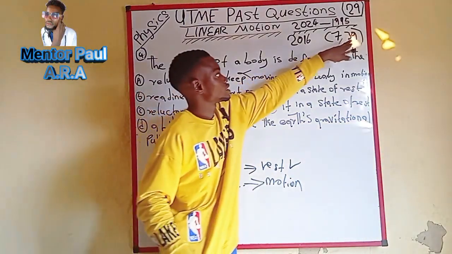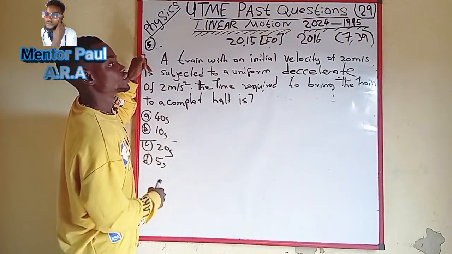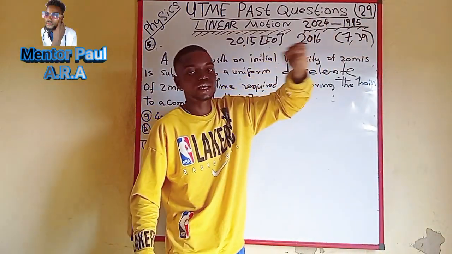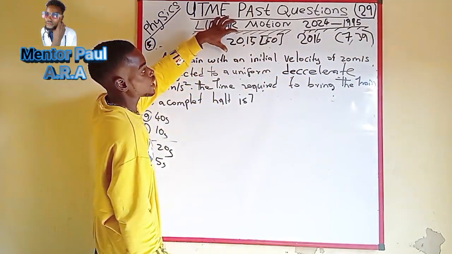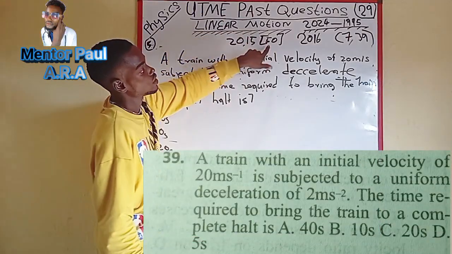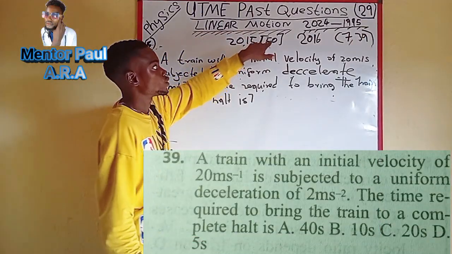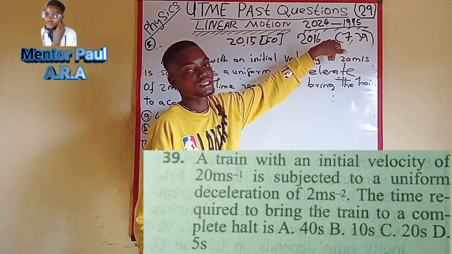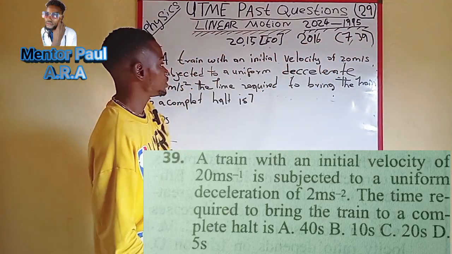Now we are going over to the 39. So this is our fifth question in this video, which is the 39th question that was asked in year 2016. And this question is the same as the question asked in 2015, the 50th question. So the 50th in 2015 is the same thing as the 39th in 2016. So they repeat the question.